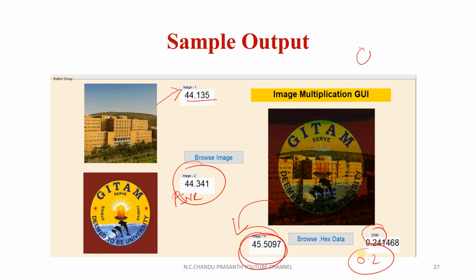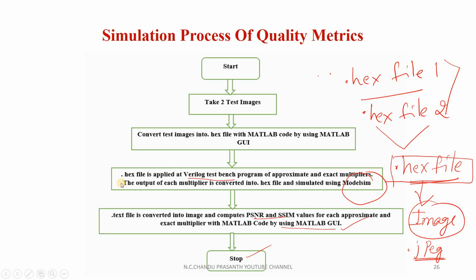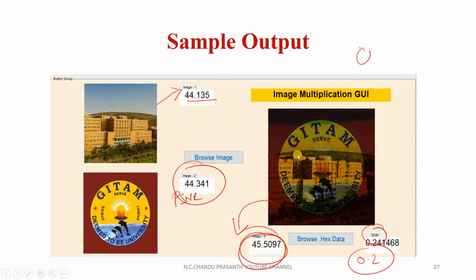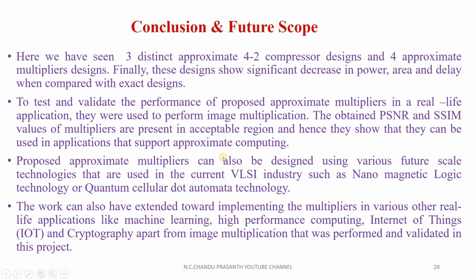So initially we designed compressors. After that, approximate compressors. After that, I am using the approximate compressors in multipliers. After the multipliers, I am using one application, image multiplication, to compute parameters like PSNR and SSIM. So this is a PSNR value of 45.5, and this is the SSIM value. The PSNR value must be as high as possible. That's why image multiplication is done over here.